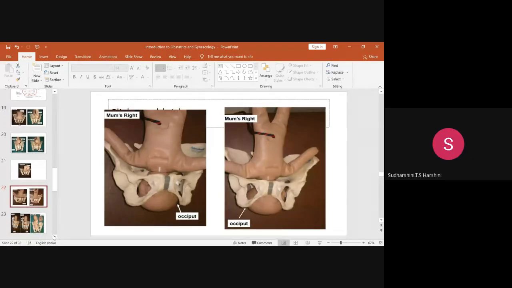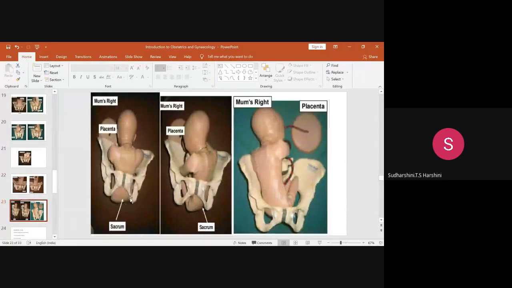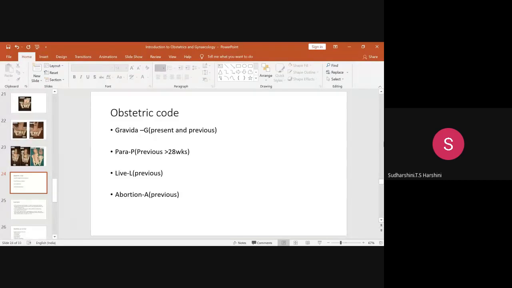Okay. So same thing with sacrum. This is what? First picture. Direct sacro-anterior. Okay, very good. This one? Left sacro-anterior. Yes, right, good. This one? Right sacro-anterior. Yes, very good. So same thing, you will get what?